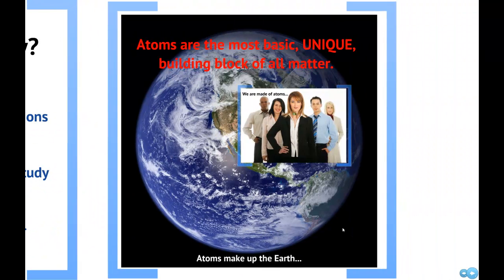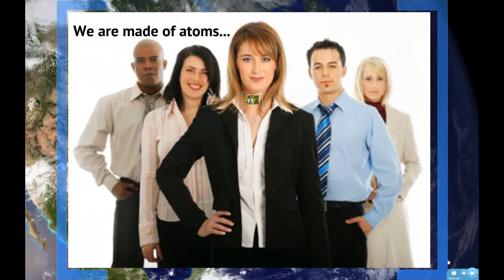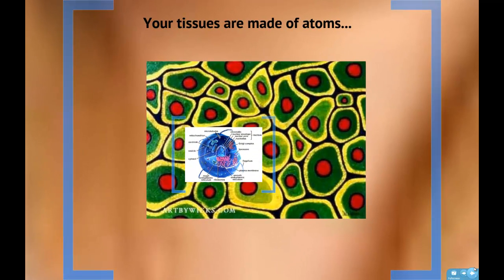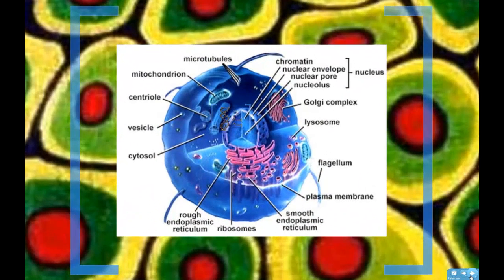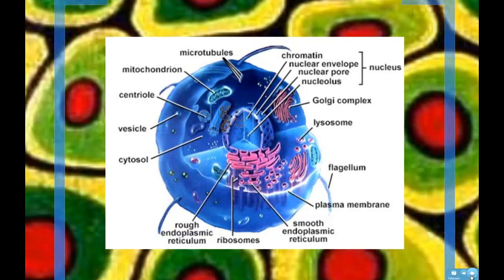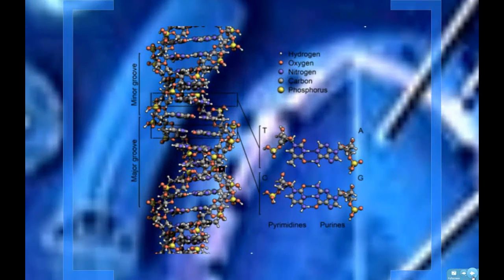Atoms are the most basic, unique building block of all matter. This is important: basic and unique. They make up all matter. So the Earth here, in this picture, is made up of atoms. We are made up of atoms. Finally, we get even smaller. The tissues that make up your skin, your muscle, your bones are made of atoms. Tissues are made of cells, which are also made of atoms. DNA is inside of a cell. And finally, we can start to see we've gotten very small.